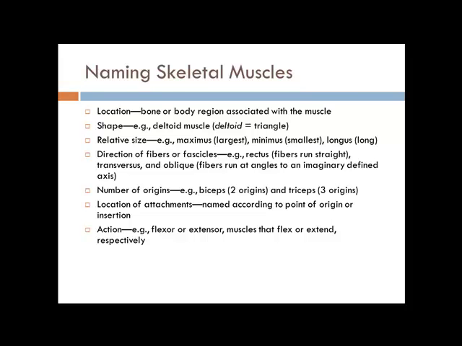Okay, the locations of their attachments. So we can name it off of the bony process they insert into, or we can name it off of if it's medial or lateral, or if it's in front of the joint, we can name it off of stuff like that. And then the last one we're going to get into is action. So is the muscle a flexor or is it an extensor? Is it an abductor or adductor? Stuff like that.